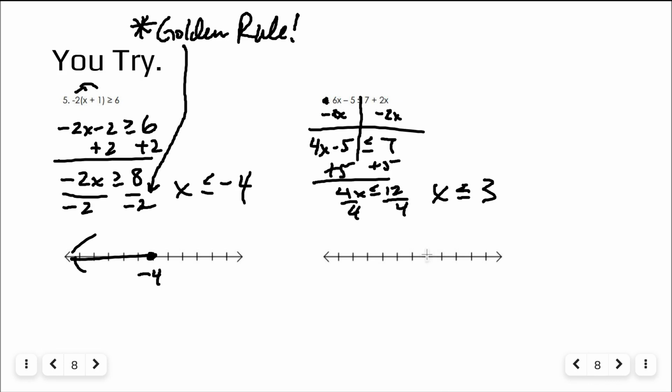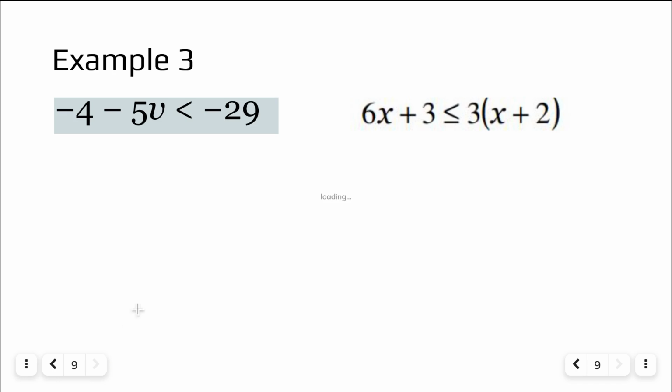So I'm going to put a closed circle. I'll put a 3 there, put a closed circle, and draw to the left. Again, I don't need the golden rule here because I divided both sides by the same positive number. Okay, golden rule only applies to multiplying or dividing by the same negative. All right, and then finally, here's a couple more.